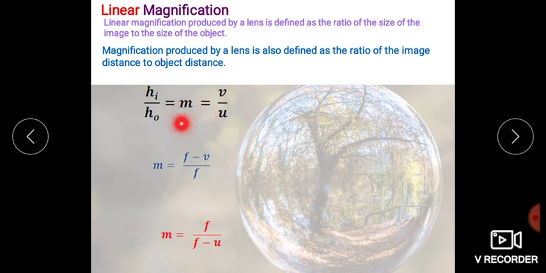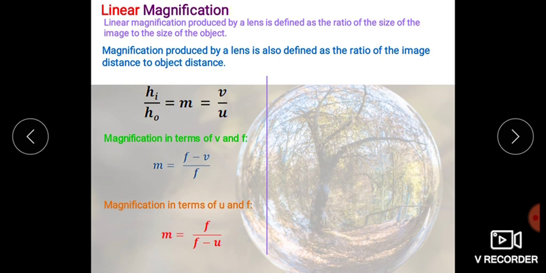So the linear magnification M is the ratio of v by u, or the ratio of image height to the object height. We can even express the magnification in terms of v and f in numericals when u is not given or not known. Similarly, if u is given and v is not known, f is given, then we can use this one. Magnification is what we can obtain mathematically by using the lens formula.